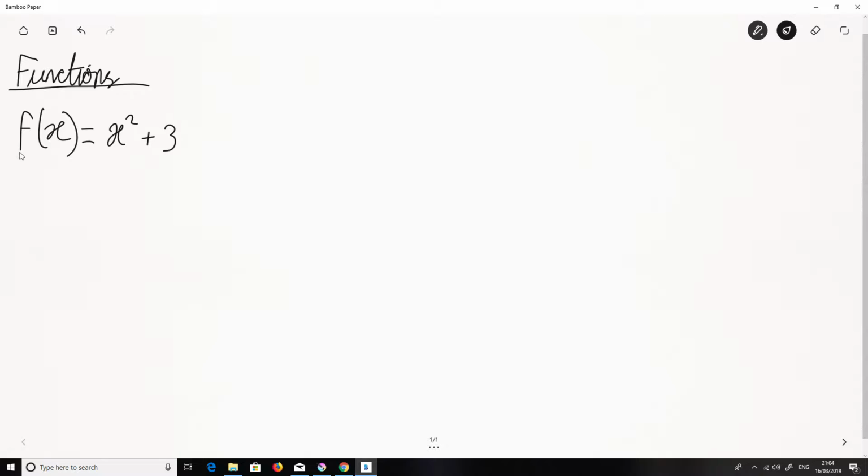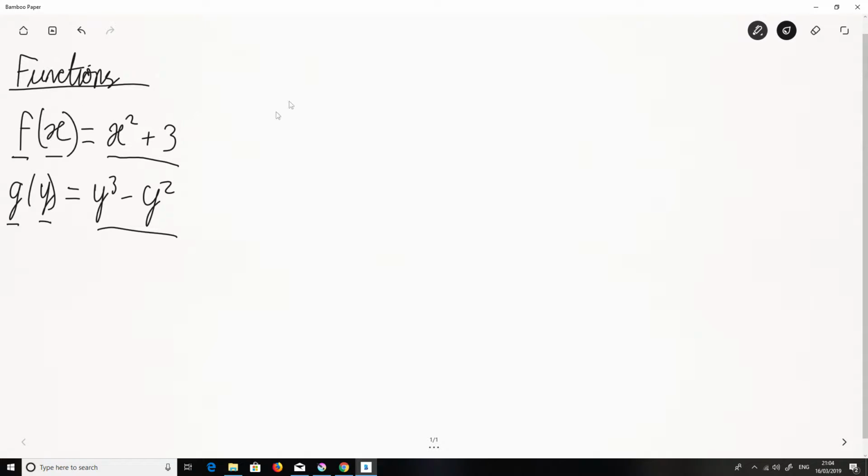So in this case, the name of your function is f. The x in the brackets means it's a function of this variable. And then you've got the actual function itself defined. You can have a function of anything you like. So you can have g of y equals y cubed minus y squared. All it means is this is the name of the function, this is the variable involved with it, and this is the function definition.